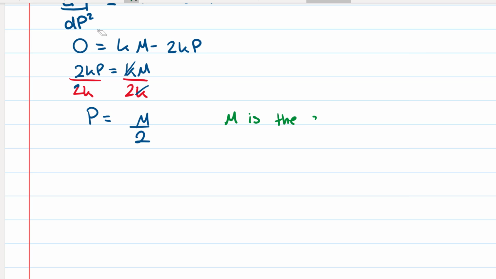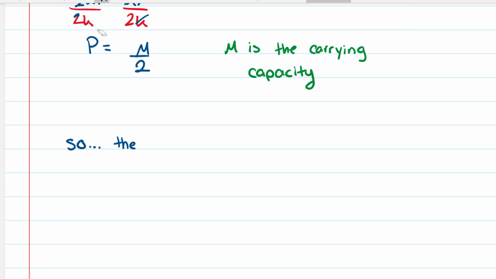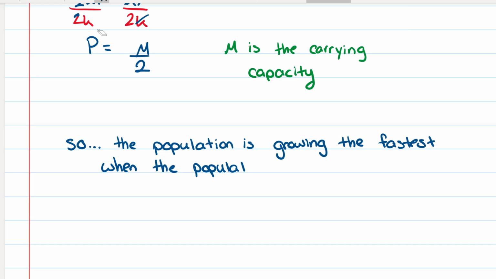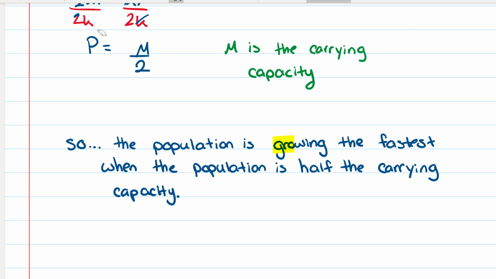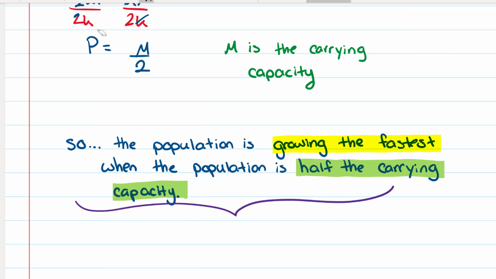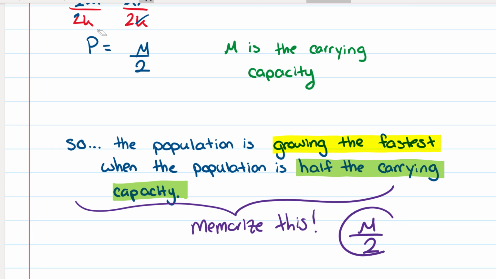And keep in mind that M is the carrying capacity. So we have that the population is growing the fastest when the population is half the carrying capacity. So again, you grow the fastest when you're at half the carrying capacity, which is M over 2. And you're really going to want to go ahead and memorize this. That's just something you want to know, that the population grows the fastest when you're at M over 2.